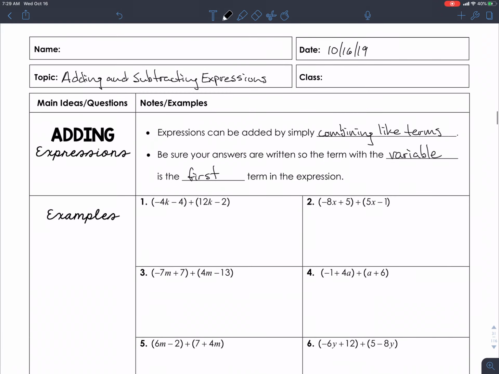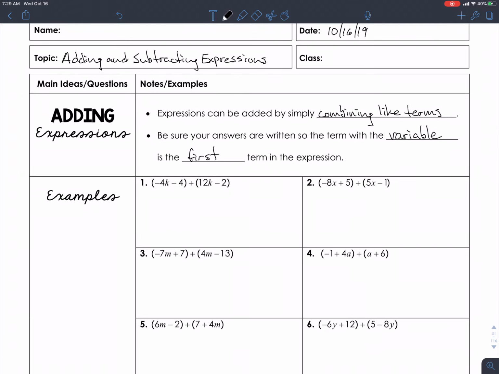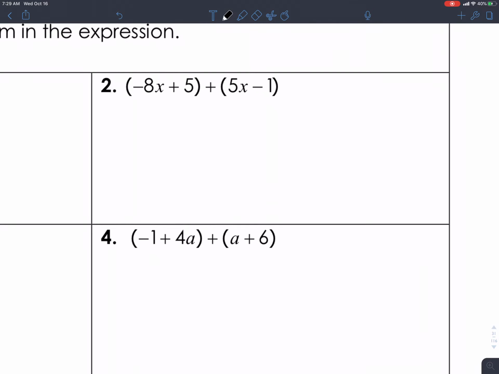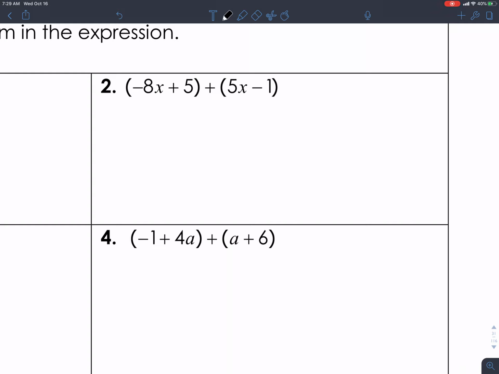I'm going to do the evens. You are going to do the odds. So let's look at number 2. Now we have, in parentheses, negative 8x plus 5. Then we have a plus sign, and then we have, in another set of parentheses, 5x minus 1. We need to get rid of those parentheses.